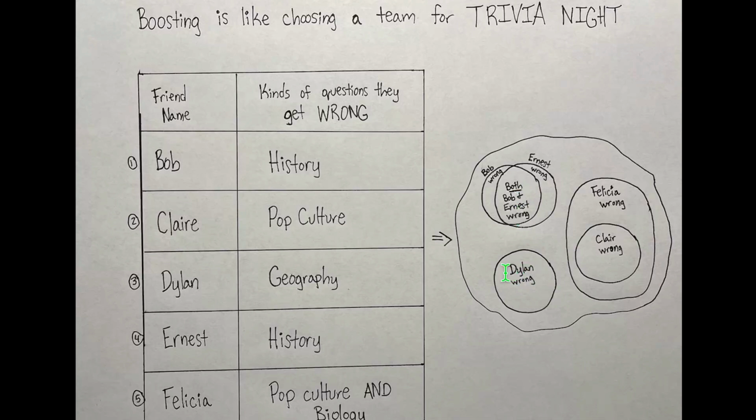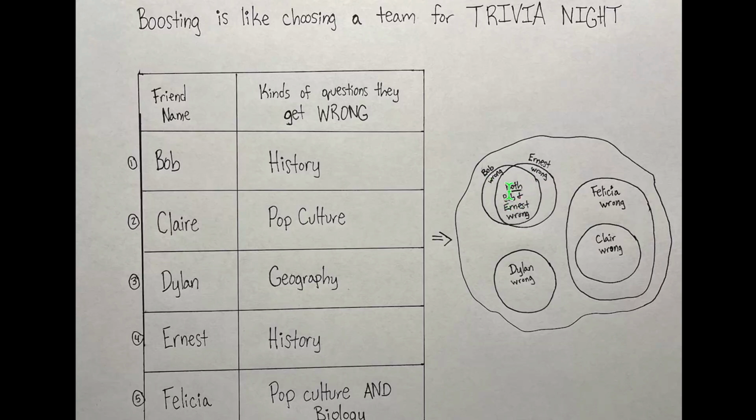You definitely want Dylan on it. You'll pick Claire. You'll always pick Claire over Felicia. Just the fact that Claire is there means that you're never going to pick Felicia, because Claire's just Felicia but better. And then you're either going to pick Bob or Ernest. So it kind of doesn't matter in this case which. They're both kind of bad at history. You just don't want both of them, because that just gives you two people that are bad at the same thing.